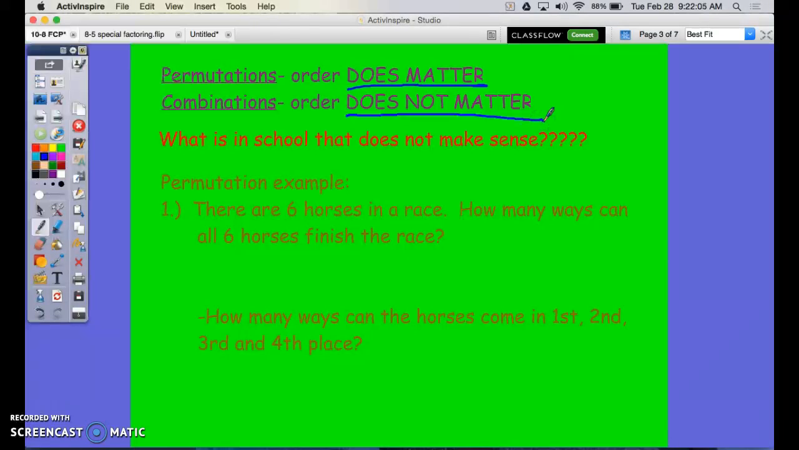So you think about some permutations. Order does matter. A horse race, any kind of race. The ways that I can assign kids into a row. Those are examples of order mattering. Combinations, order does not matter.